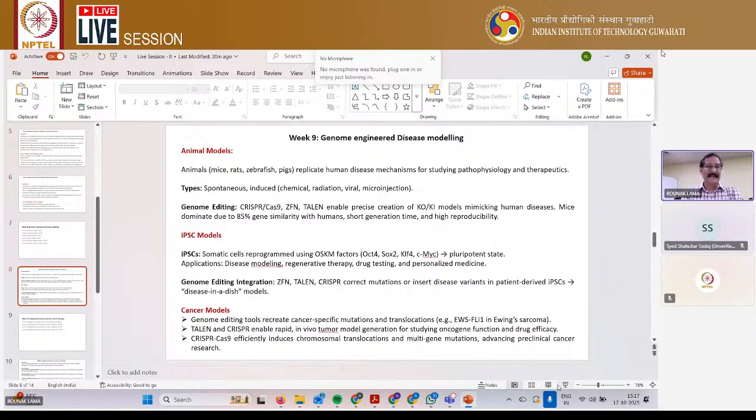With respect to cancer models, genome editing tools have been used to recreate cancer-specific mutations and translocations. And TALEN and CRISPR have enabled rapid in vivo tumor model generation for studying oncogene function and drug efficacy. The CRISPR-Cas9 efficiently induces chromosomal translocations and multi-gene mutations, advancing preclinical cancer research. Are there any questions raised?